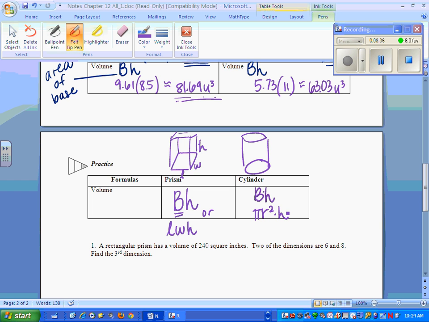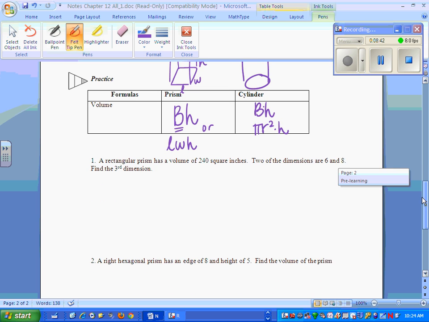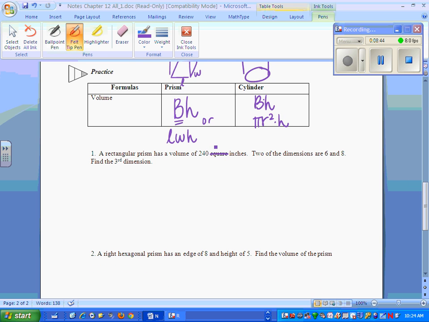Okay? Let's do a couple examples. A rectangular prism has a volume of 240 square inches. Okay, this should be cubic inches. Two of the dimensions are 6 and 8. Find the third dimension. So I'm going to go ahead and draw a rectangular prism, but you don't have to.